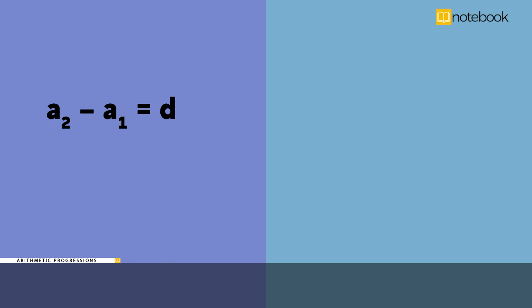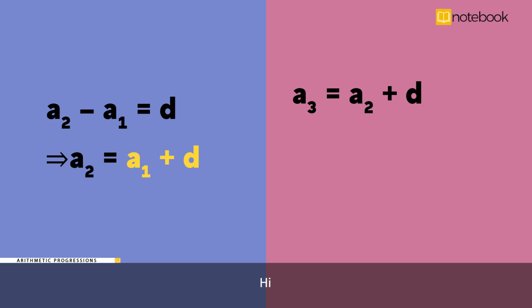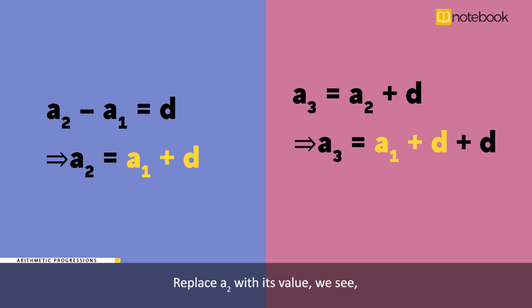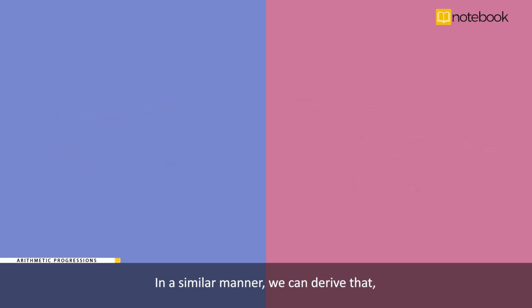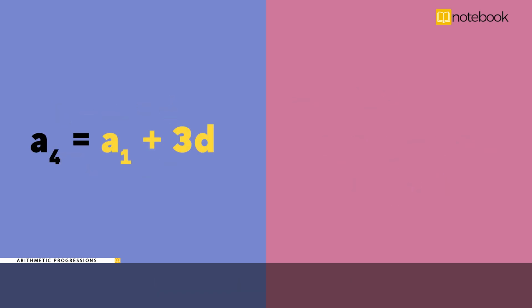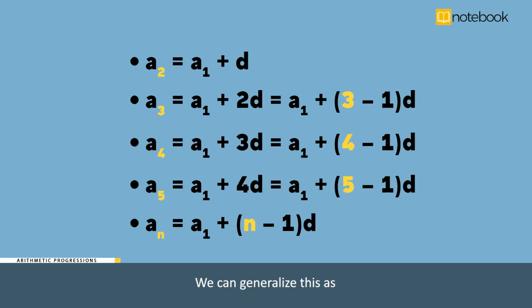a2 minus a1 is equal to d. This implies that a2 is equal to a1 plus d. Similarly, a3 is equal to a2 plus d. Replace a2 with its value, we see a3 is equal to a1 plus d plus d, that is a1 plus 2d. In a similar manner, we can derive that a4 is equal to a1 plus 3d, a5 is equal to a1 plus 4d, and this goes on. We can generalize this as an is equal to a1 plus (n minus 1) into d.